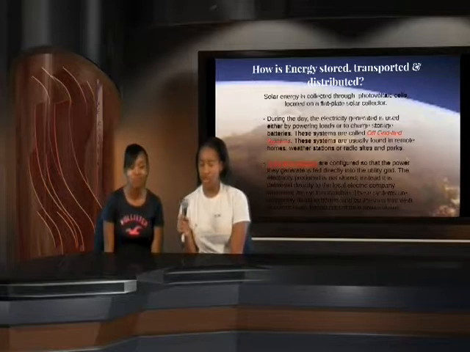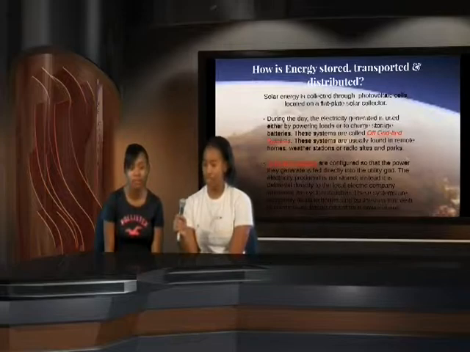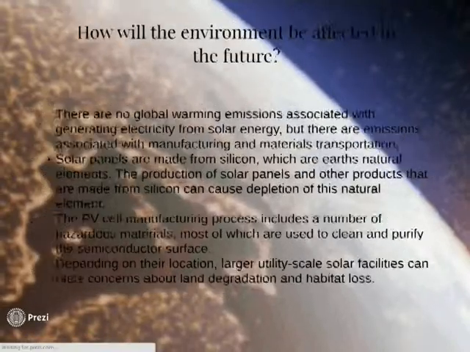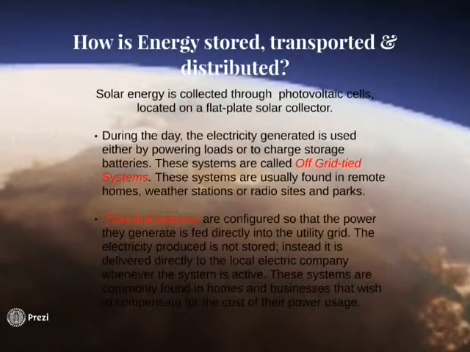How is energy stored, transported, and distributed? Solar energy is collected through photovoltaic cells located on a flat plate solar collector. During the day, electricity generated is used either by immediate loads or to charge storage batteries. These systems are called off-grid systems. These systems are usually found in remote homes, weather stations, or radio sites and parks.